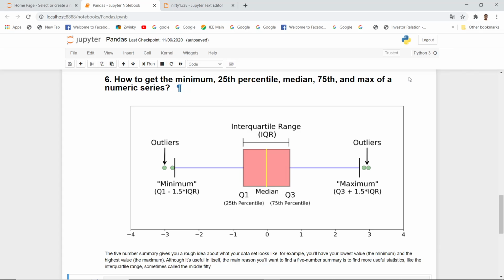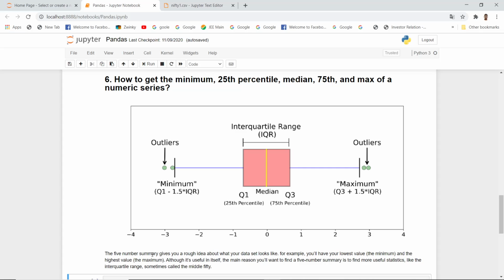Hello guys. So today's question is how to get the minimum, 25th percentile, median, 75th percentile and maximum of a numeric series or any data set. Suppose we are given a data set. We loaded it as a data frame and there are a lot of columns in it. At first glance, if we want to know how the data is distributed, we can see the 5 number summary. What is this 5 number summary?